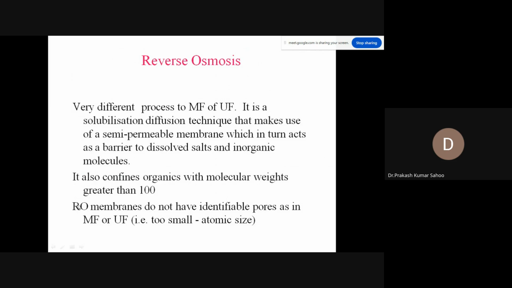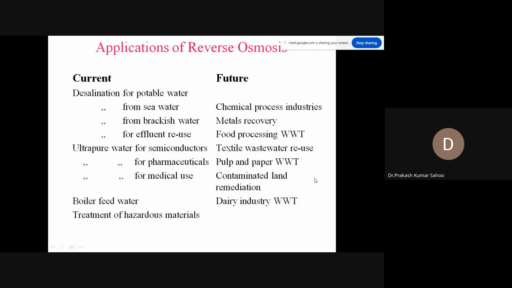Reverse osmosis membranes do not have identifiable pores as in microfiltration or ultrafiltration. Filtration is down to small atomic size. So these are some characteristics of RO.